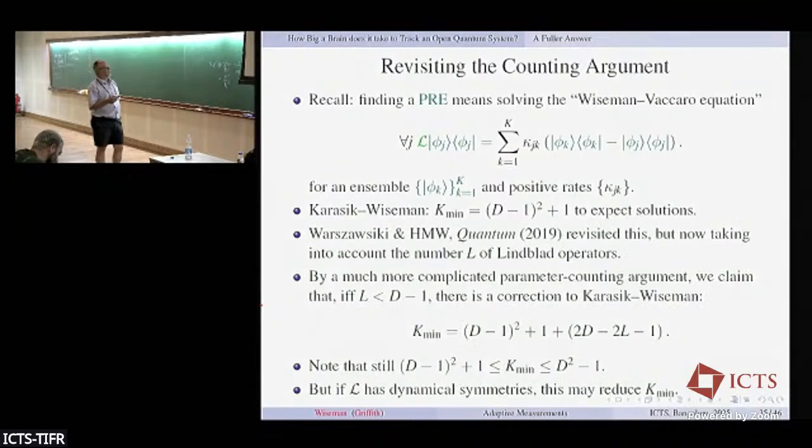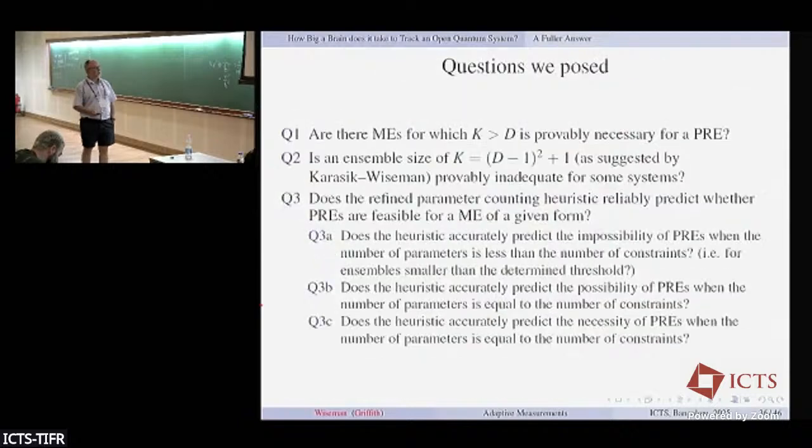Now, it turned out that this was not quite the full story. With my student in 2019, we re-looked at this in terms of whether it depends on things like the number of Lindblad operators. And it turns out, yes, it does. So there's a correction to the original Karasik-Wiseman formula, but it doesn't really make much difference to the story. It's still a quadratic scaling. We also, in one of the papers that year, looked at having dynamical symmetries, which can reduce this. So there are reasons that it may be smaller than you'd otherwise expect.